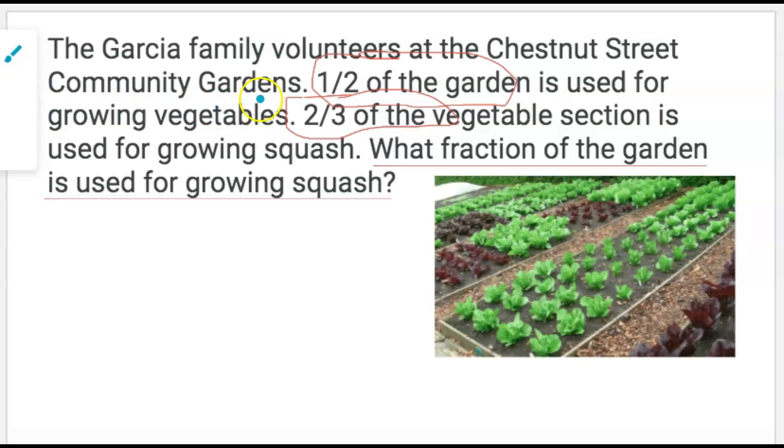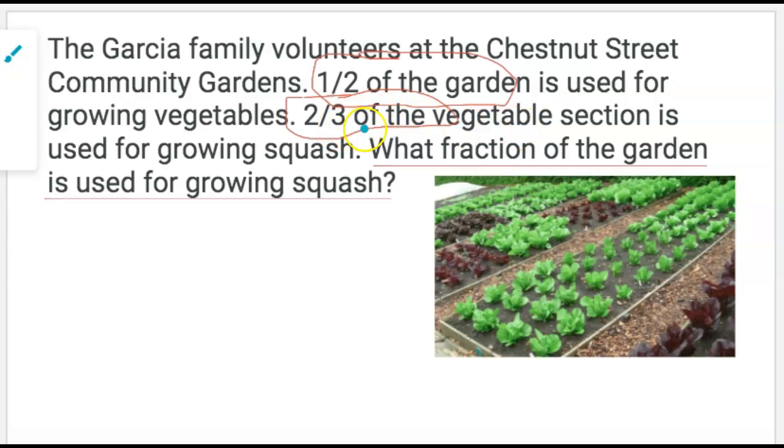And here's where the multiplication comes in. So 1/2 of the garden. If I wanted to find what 1/2 of the garden is, I would take the garden and literally cut it in half, which would be dividing. But I could also multiply 1/2 by 1, which would get me 1/2. I would need 2/3 of the vegetable section is used for growing squash.